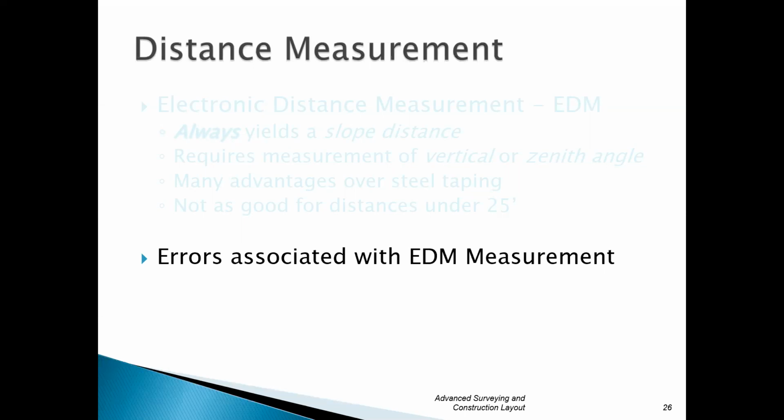The other one is the instrument itself, an instrumental error. It has what's called a parts per million correction and a constant error. So when you buy an EDM, it'll have two values of error that are associated with it. And those are going to be things that are important to look at.